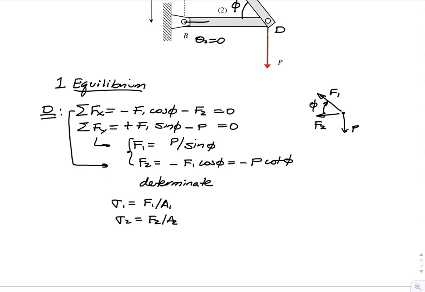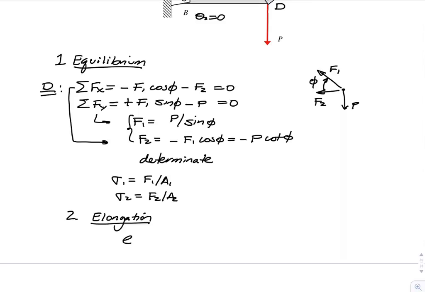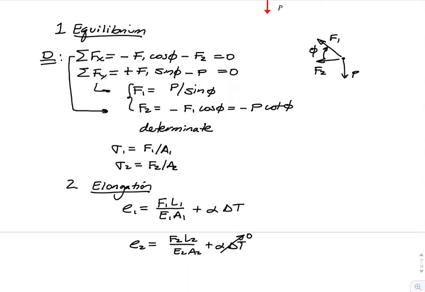So we have for our elongation equations, the elongation equations say that e1 is going to be equal to F1 L1 divided by E1 A1 plus alpha delta T. e2 is going to be equal to F2 L2 divided by E2 A2 plus alpha delta T. Well, it says here that member 2 doesn't change in temperature, so that's all that we have got. So we've got enough then to find e1 and e2.